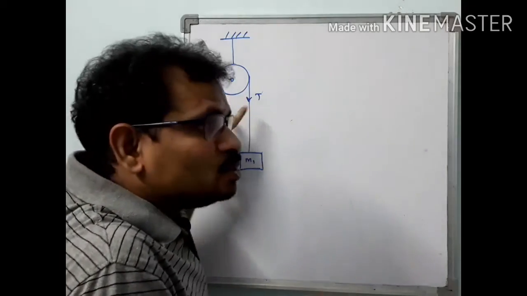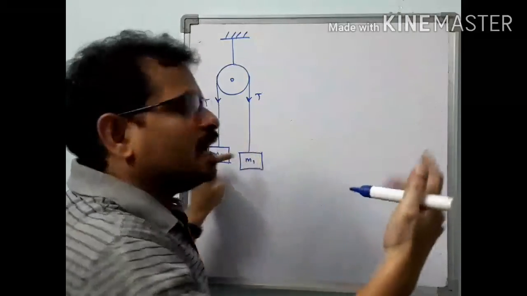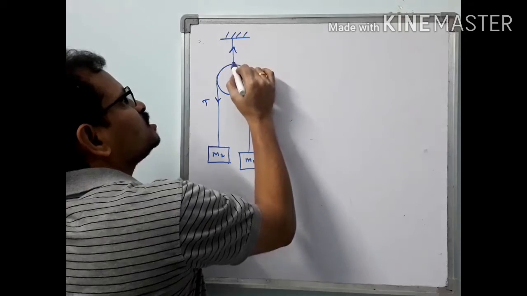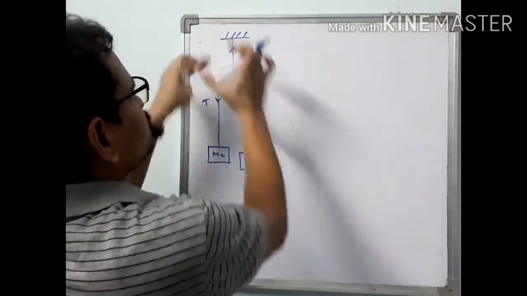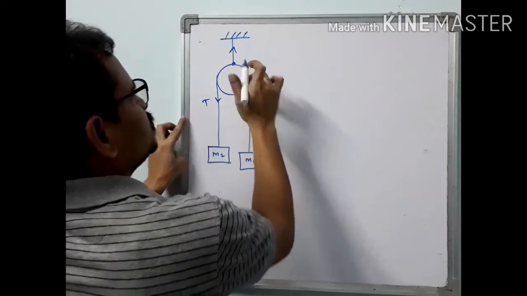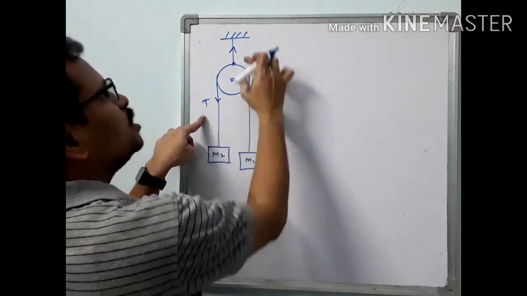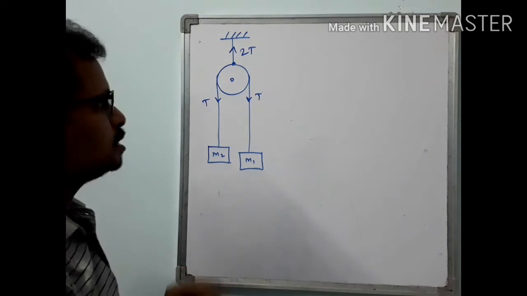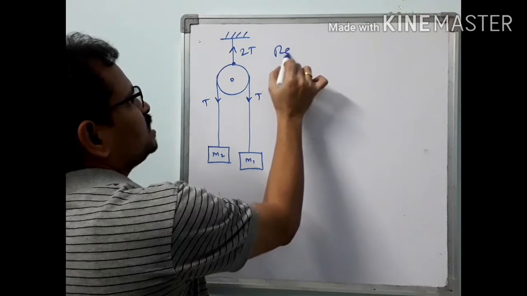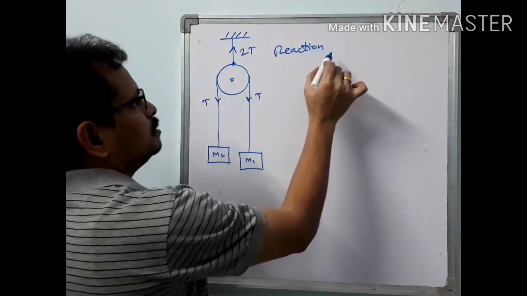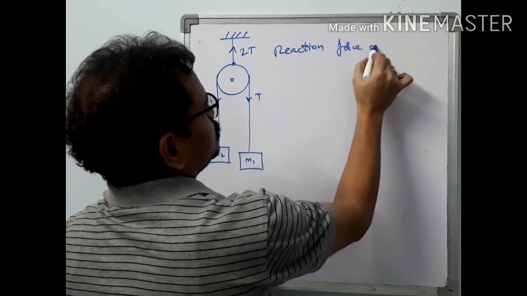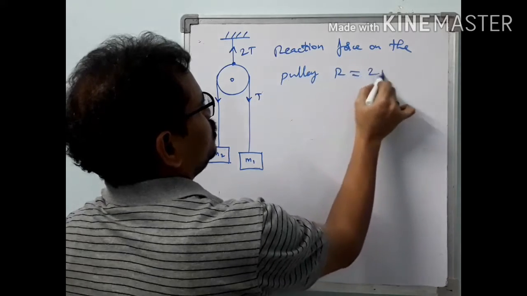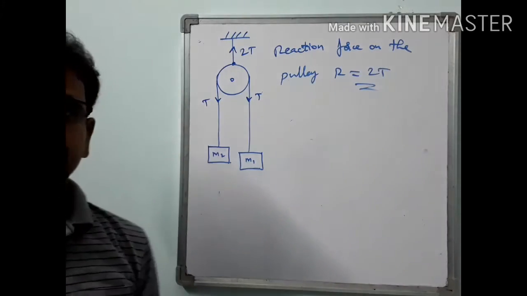Means what? These two tension forces are being balanced by some other force. And what is that force here? One more string is there. So the tension in the string is applying an upward force on this pulley to counterbalance these two forces. So to counterbalance these two forces, what must be the force here? This is 2T. Therefore, the reaction force on the pulley is equal to 2T. Got it? Yes.